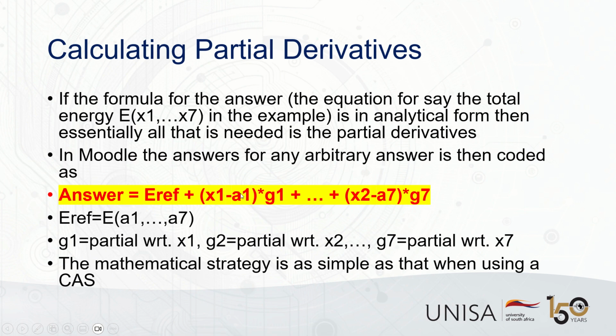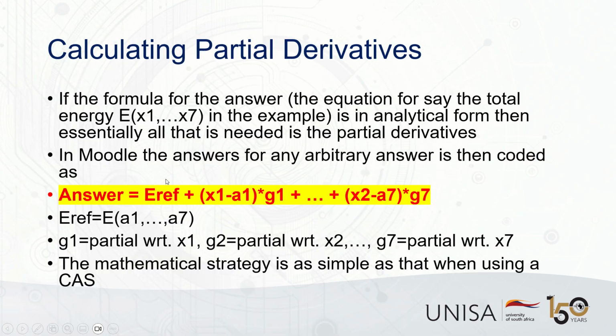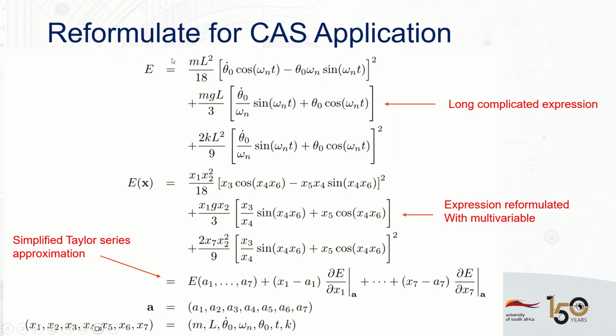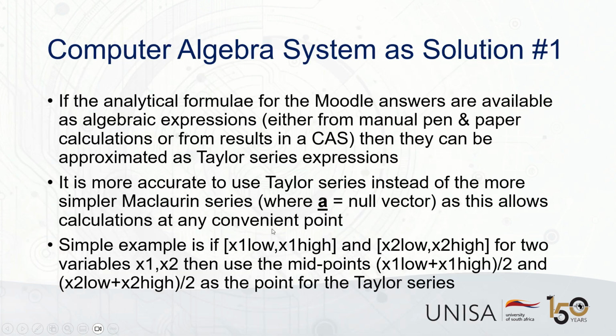When you utilize the Taylor series expansion to convert it into a simplified expression, you literally have to work out an addition plus a multiplication of these terms. X1 is a random variable in a range from a minimum to maximum. A1 is a constant. G1 is evaluated as a partial derivative. And that's the expression at the end of the day. So you have the formula for the expression or the answer. You work out a reference value, and you basically approximate this complicated expression as a polynomial expression, or if necessary, as a quadratic expression.